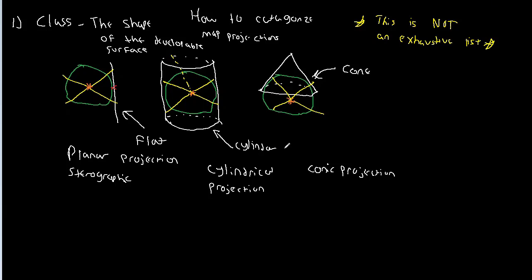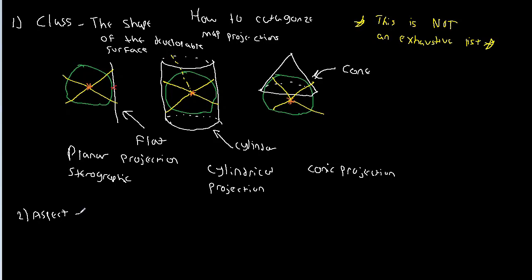Hello everyone, and welcome back to another GIS lecture video. In this lecture video, I want to continue our discussion on how we can categorize map projections by talking about another big piece here, which is going to be called aspect.